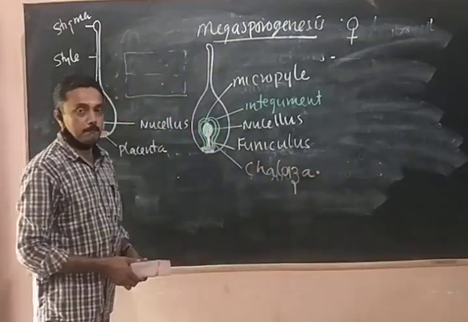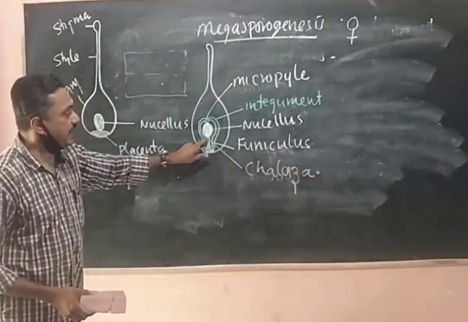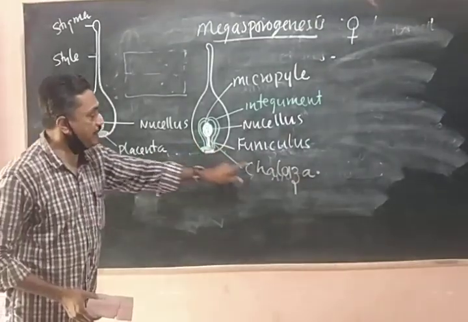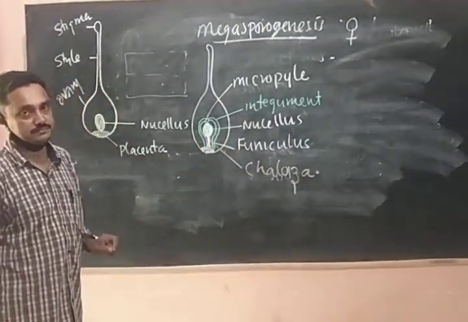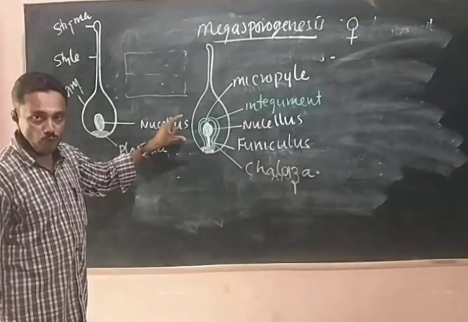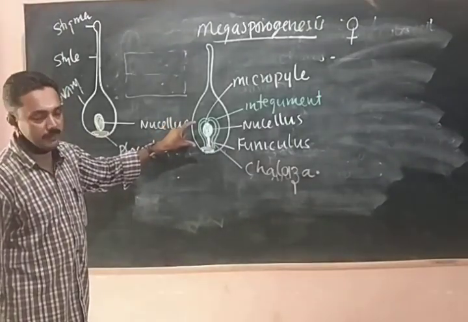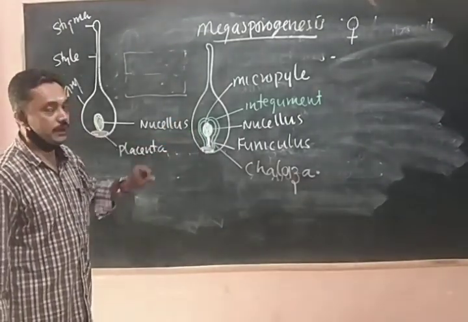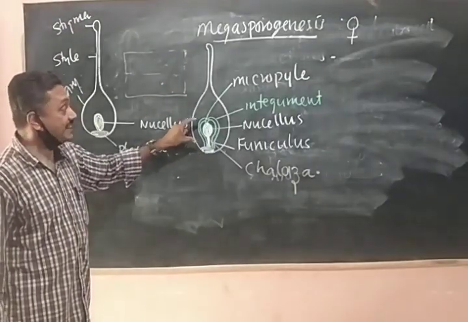The point where the funiculus and the nucellus join is called chalaza. So this is the development of the ovule. Male gametes are developed, but female gametes are not yet developed. This is the development of the ovule inside the ovary.